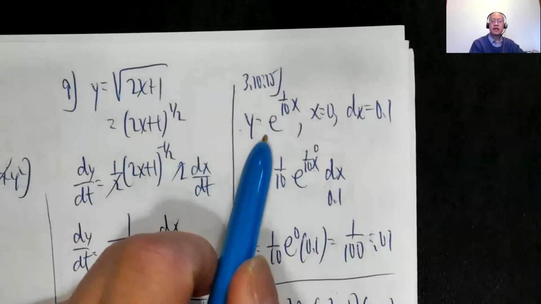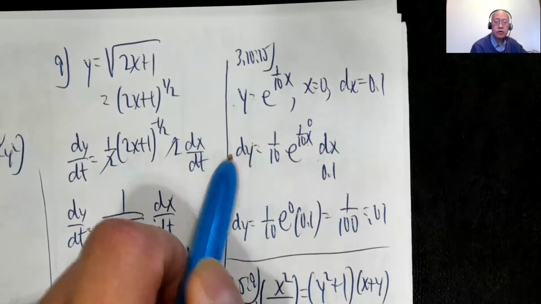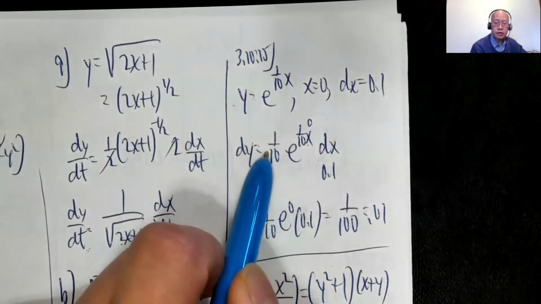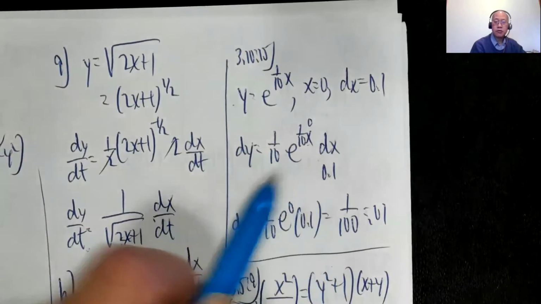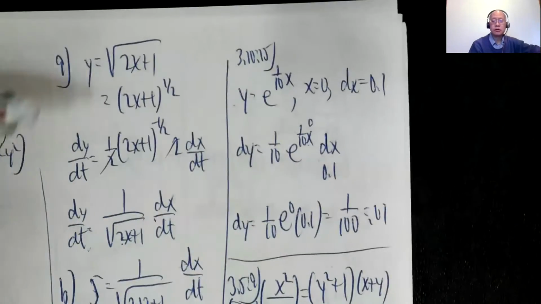Number 25, y equals e to the 10th x at x equals 0, dx is 0.1. dy is e to the 1/10 x times 1/10 dx, plug in 0.1. I have 1/10 e to the 0, 0.1, which is 1 over 100, or 0.01.